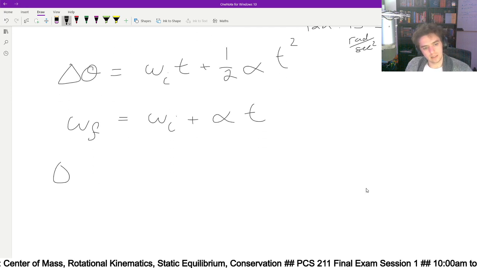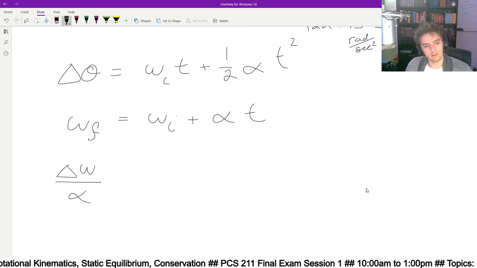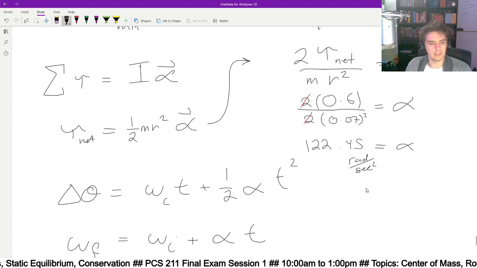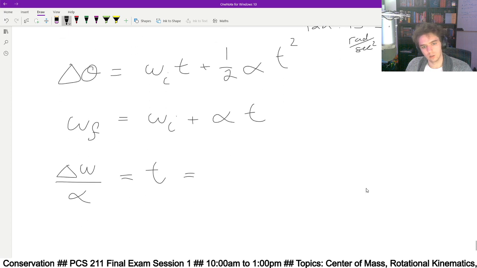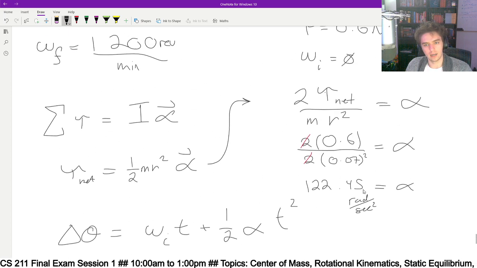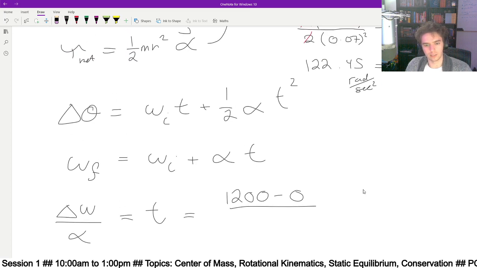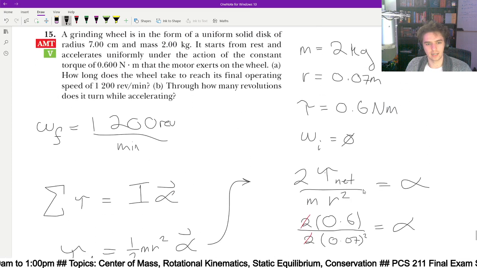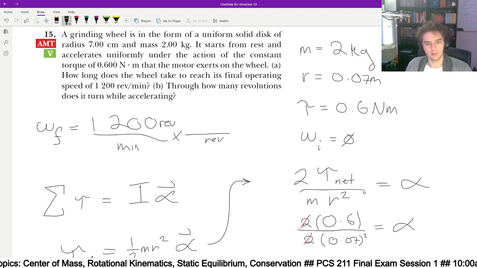So I can say delta omega over alpha equals t. Delta omega is the final minus the initial, so just 1,200 minus 0, over the acceleration. This is in radians per second, so I should turn this into radians per second anyways.